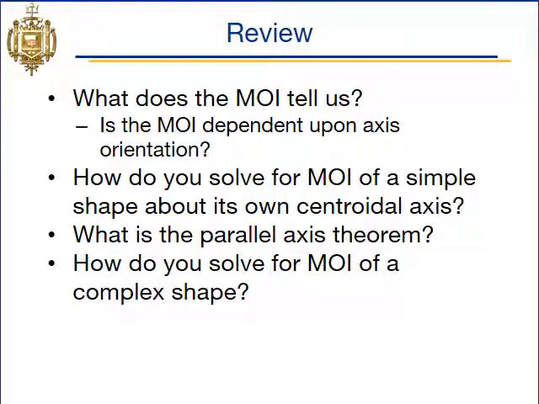All right, and here's the review. Remember that moment of inertia tells us the geometric stiffness of an object. And yes, it does depend on axis orientation. So for these simple shapes, we have predetermined equations, so go ahead and use those. The parallel axis theorem, remember, allows us to solve for the moment of inertia of complex shapes. And then, for the moment of inertia of complex shapes, use that table method and the six-step process that we outlined.